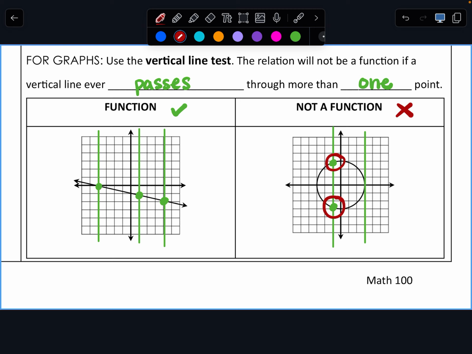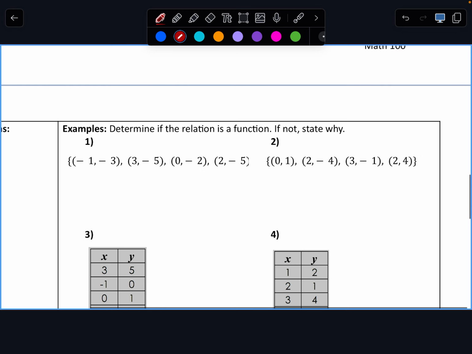So let's go through some examples. Number 1 is a set of ordered pairs, and I'm going to be looking for the x values and see if any of them repeat. So I have -1, 3, 0, and 2. None of those are the same, so yes, it is a function. It's going to say to state why. Well, the reason is x does not repeat.